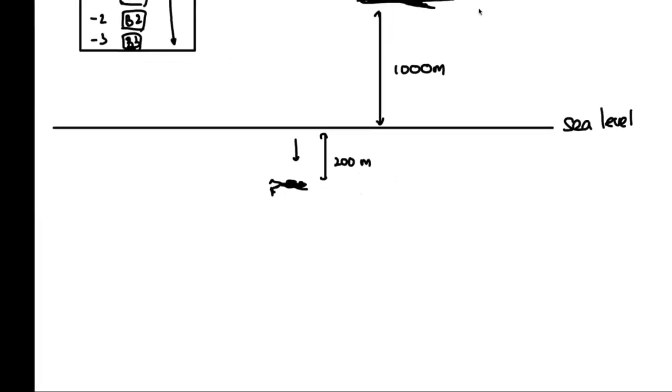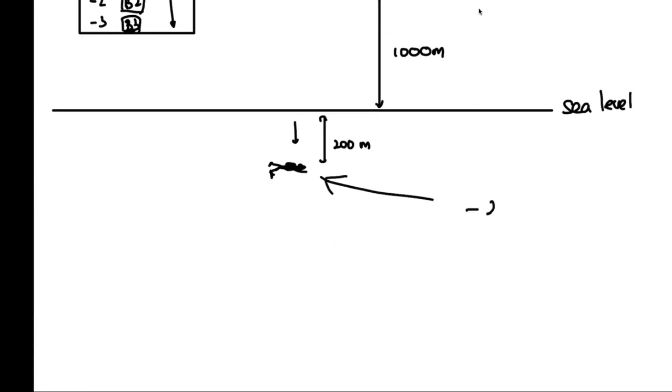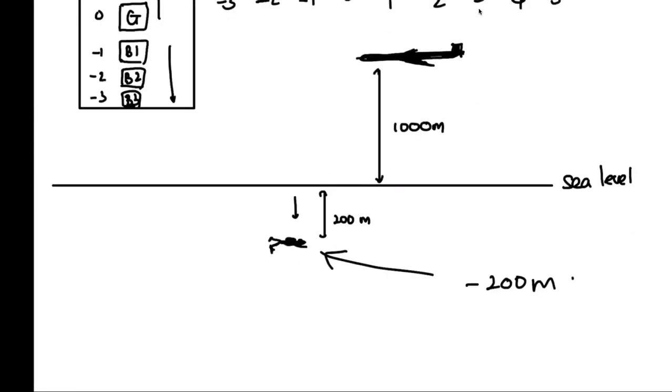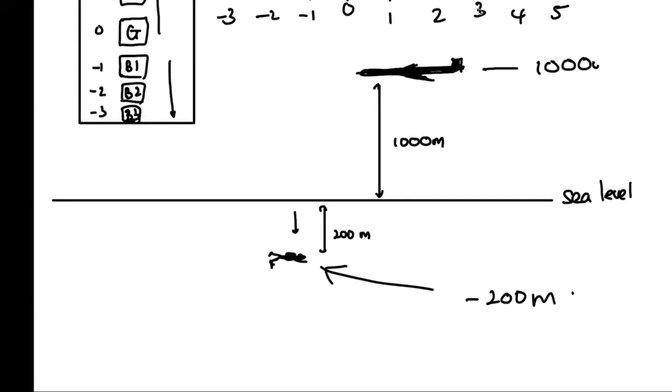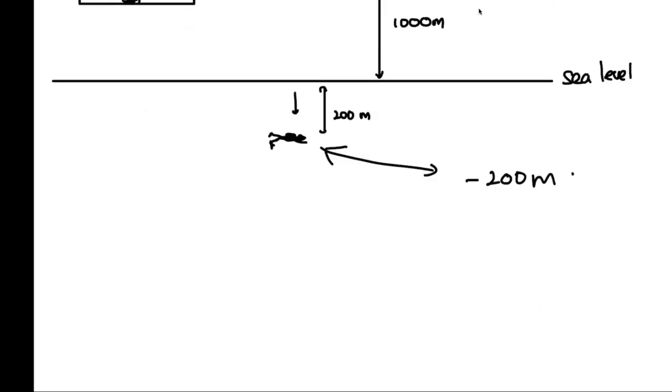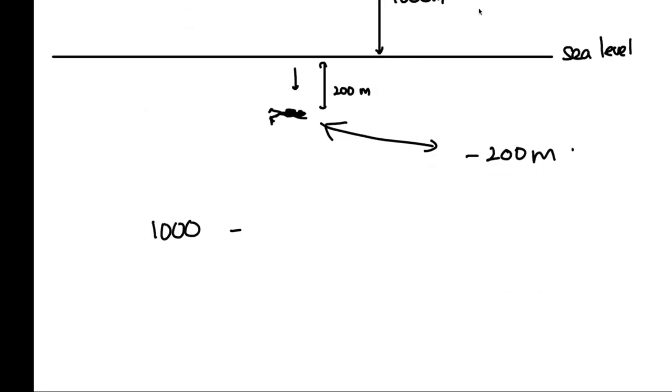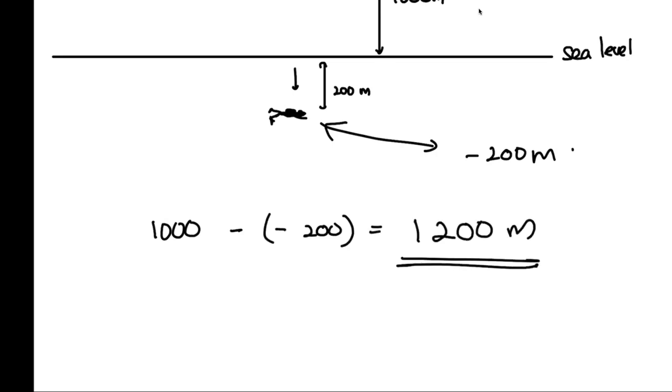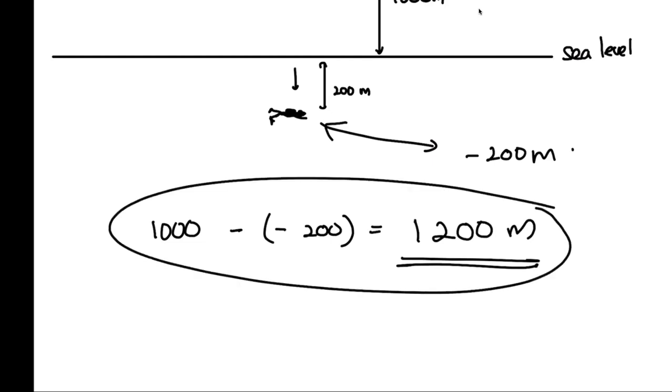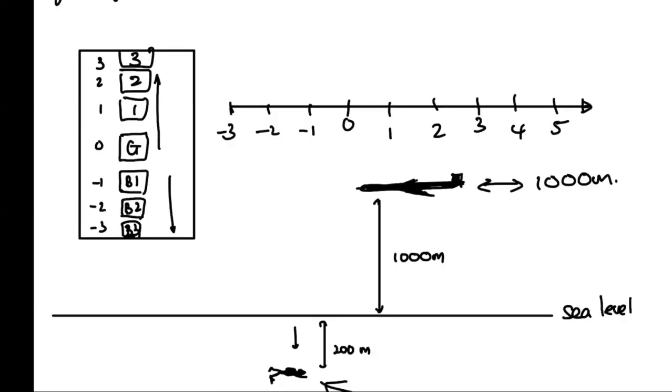But if I want to represent it, I have to say that the diver is at -200 meters and the plane is at 1,000 meters. So if I need to find the difference here, I need to use 1,000 minus -200, then I can find how far they are, 1,200 meters away. So this is how you use directed numbers to calculate certain distances or how far they are.